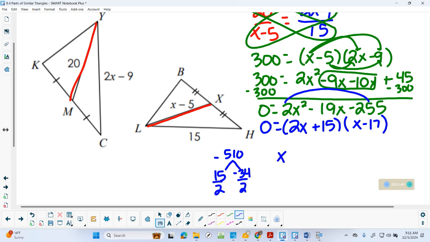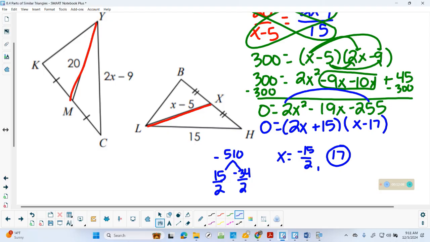Ooh, this is a good one. So to solve this for x, you'd have to subtract 15 and divide by 2. To solve this for x, what are you going to get? And obviously, which answer am I going to use? Because if you plug that in, you're going to have a negative length of a side, which we know we cannot have here. Ooh, that was fun because of the factoring.